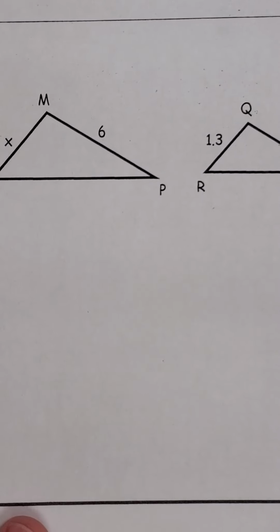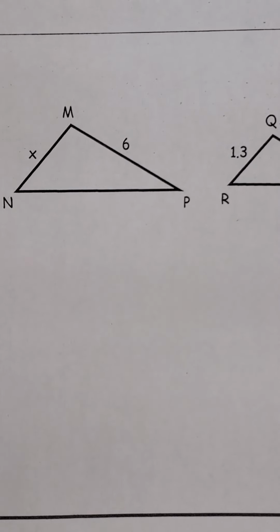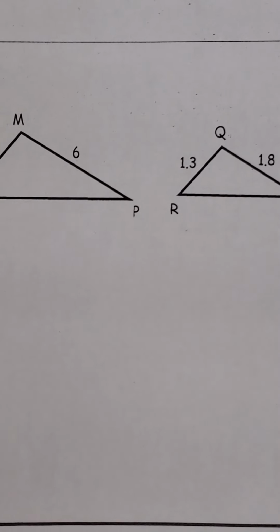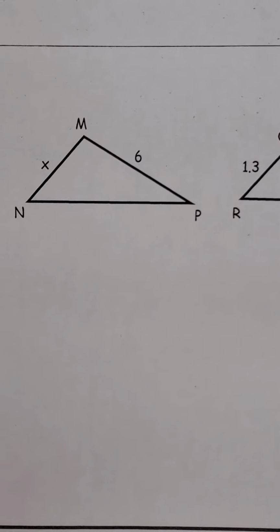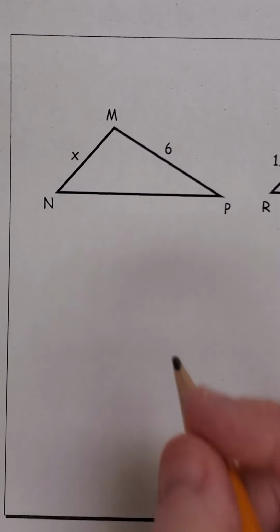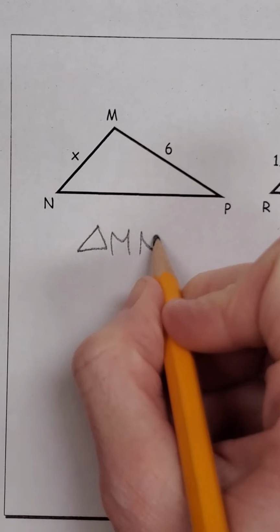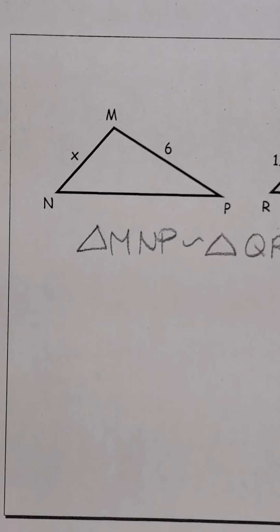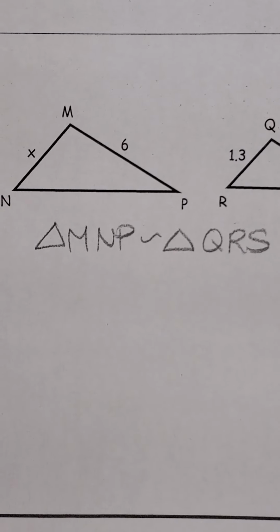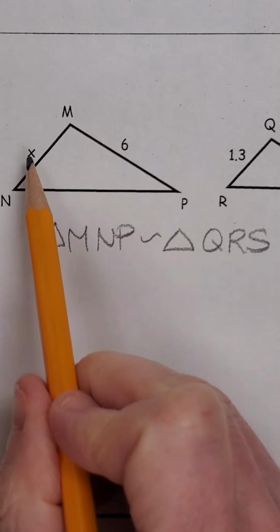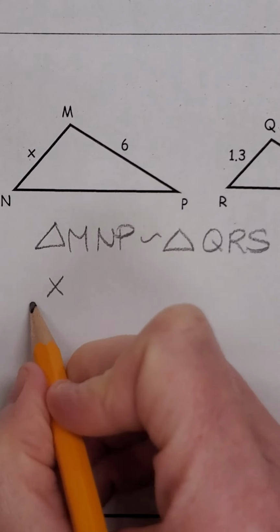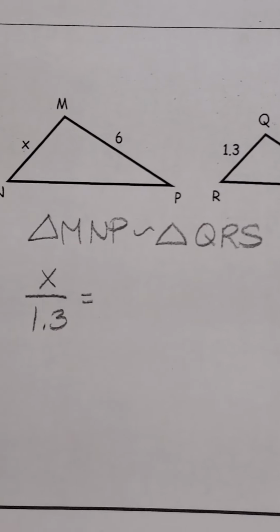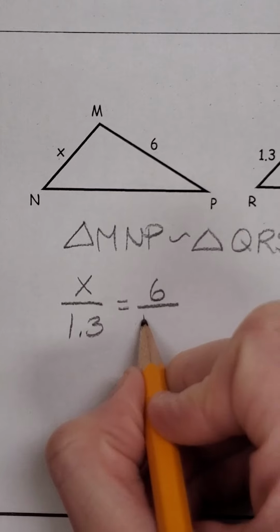Next one. The first scenario, and we're going to do 2 of those, is when the triangles are separate. You can see that clearly, right? This one is separate from that one, so we can't quite fit it all in. Hopefully you're looking at the paper. Triangle MNP is similar to triangle QRS. There we go. So now we'll go x is to 1.3, just like 6 is to 1.8.